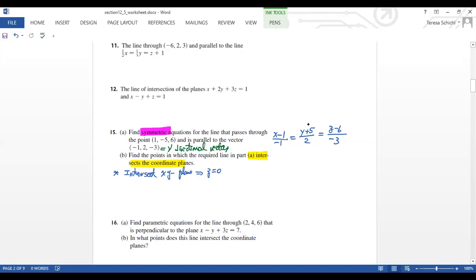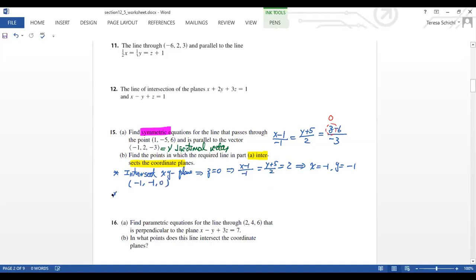So plug z equals 0 in here. You have (x minus 1) over negative 1 equal to (y plus 5) over 2, equal to (0 minus 6) over negative 3, which is 2. Now you can solve it. x equals negative 1, and y equals negative 1, I'm sorry, negative 1. So the first point is (-1, -1, 0).